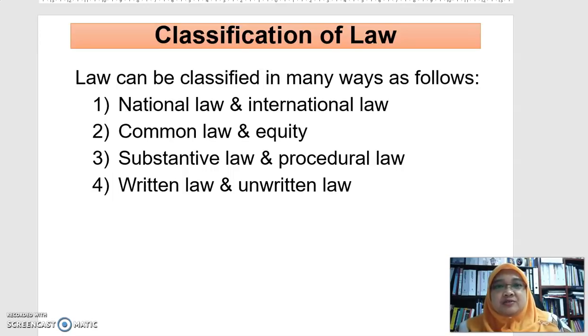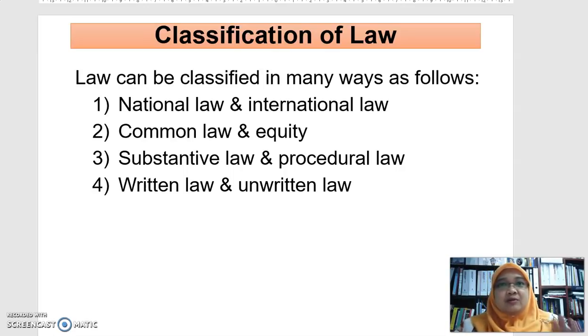We have seen last week the definition of law, what is law in general, and we also looked at the legal systems in the world: civil legal system, socialist legal system, common legal system, and Islamic legal system, right? And now this week we're going to look into classification of law.